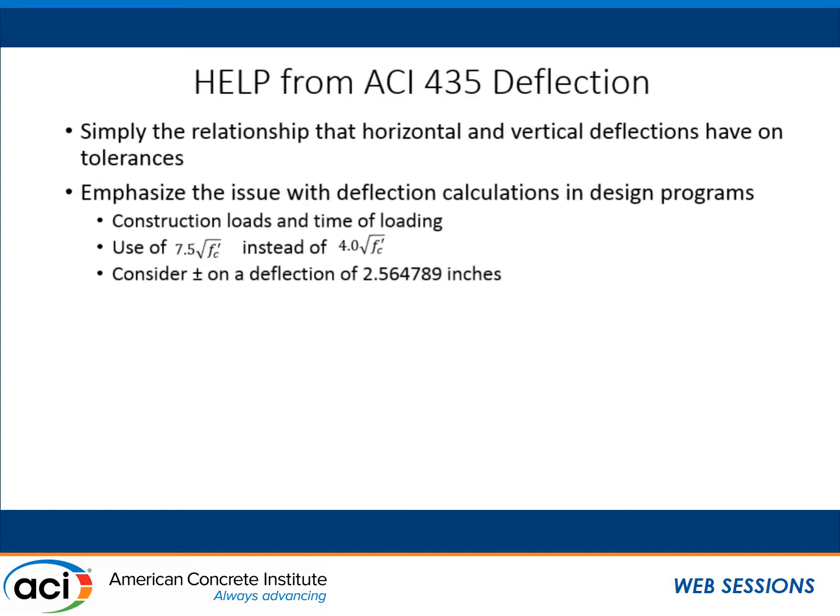It'd be really nice if it simplified some information for the rest of us, the users. There's a lot of detailed stuff in 435. It'd be really nice if they put out something saying a lot of the normal software programs aren't going to get you where you want to go for deflection calculations. They don't consider construction loads. Most of them are using 7.5 times square root of f'c because they use it in the cracking moment because ACI says you can, but then they use it in the deflection calculations instead of working back down to 4, as they suggest. I would consider a plus or minus on any deflection calculation.